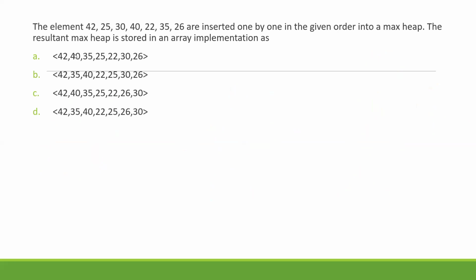Now, the elements 42, 25, 30, 40, 22, 35, 26 are inserted one by one in the given order into the max heap. So the resultant max heap is stored in an array. What element order do we get? So again, I'll tell you the same model, 42. So 25 I'm writing. Here I'm writing 30. It's not a problem because it's a small value compared to this one. Now we can insert 40. Automatically with 40 I'll get a problem because it's the highest value that has come. So I'm going to change.